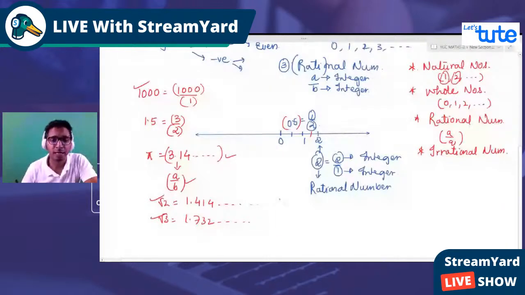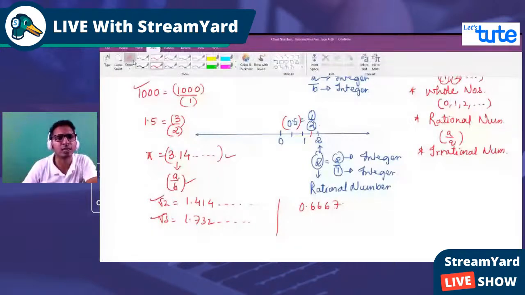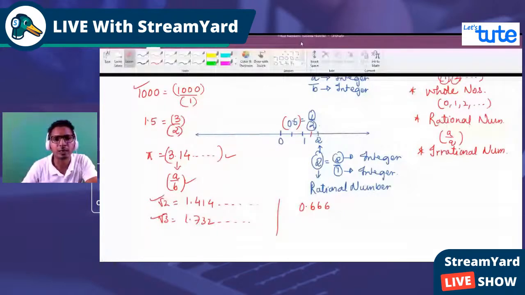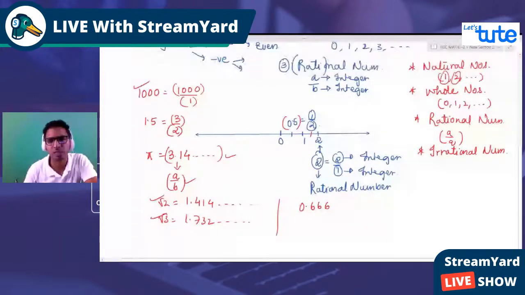Yes, there are a few numbers like 0.6667. I mean, I should not write 7, because I'm trying to tell you the repetitive numbers. Suppose I want to write 0.666, this is never ending. It's not ending, it's going on. But is there any way of writing this as a fraction of two integers? Yes, there is a way to write this. How can we write this?